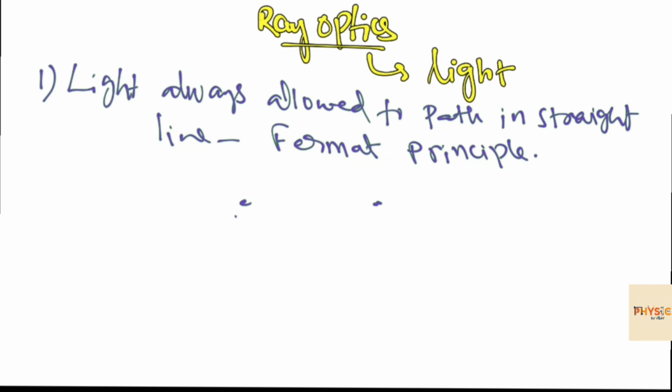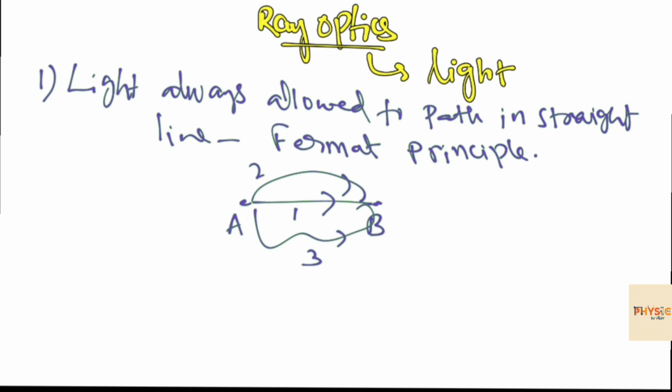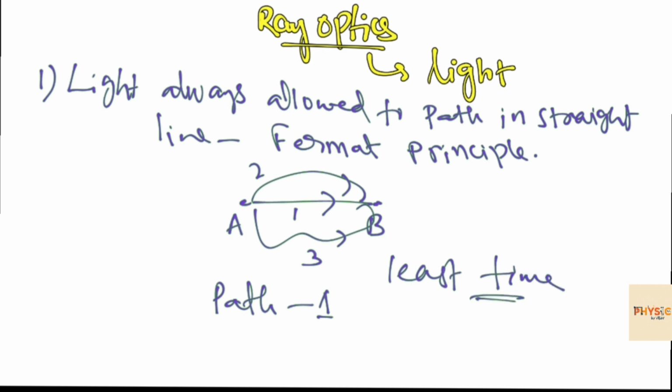For example, we have 2 points A and B. This is path 1, path 2, and path 3. We know path 1 takes less time, so it is nothing but the straight line. Light always travels between 2 points along the path which takes least time, and it is called the Fermat principle.